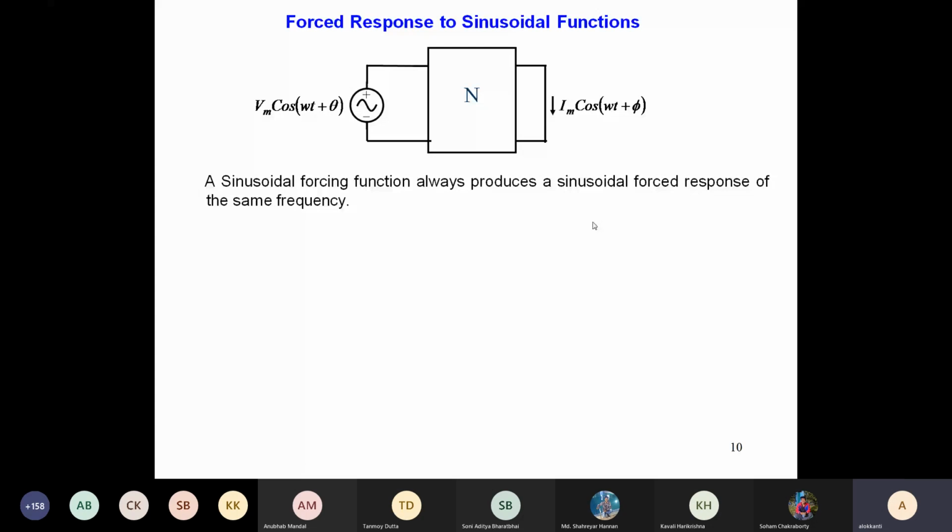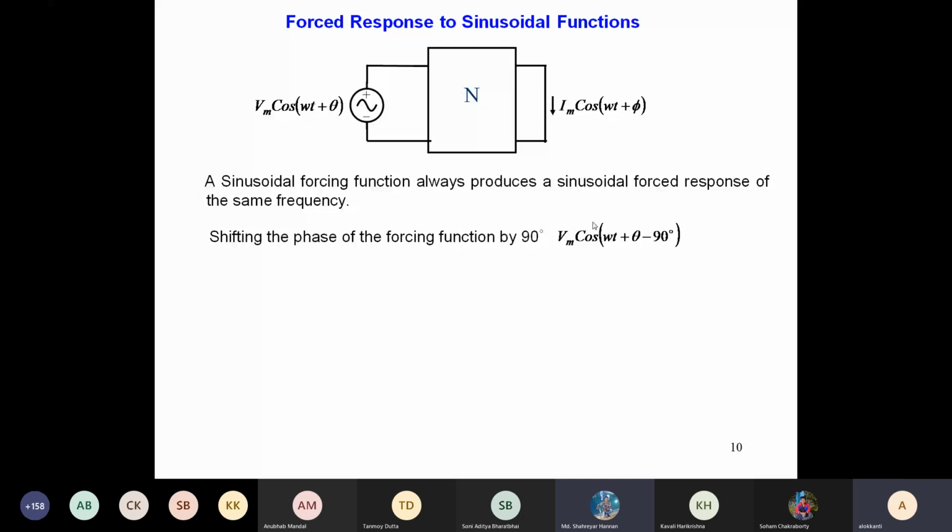We saw that for that RL circuit, if we give Vm sin omega t, we got Im sin omega t minus theta. So that omega was the same. So a sinusoidal forcing function always produces a sinusoidal response of the same frequency. Now, if you shift the phase of the forcing function by 90 degrees, if we do it this way, Vm cos omega t plus theta minus 90 degrees, I am just shifting it. What will it lead to?